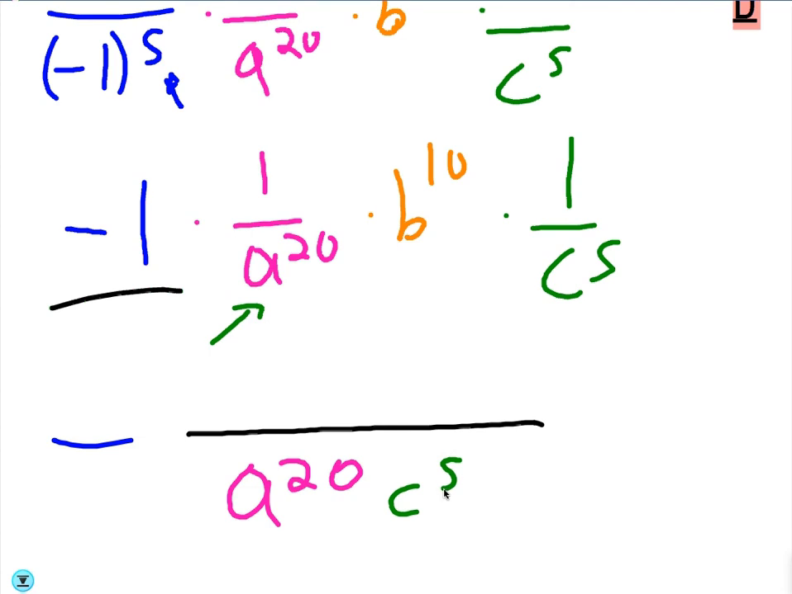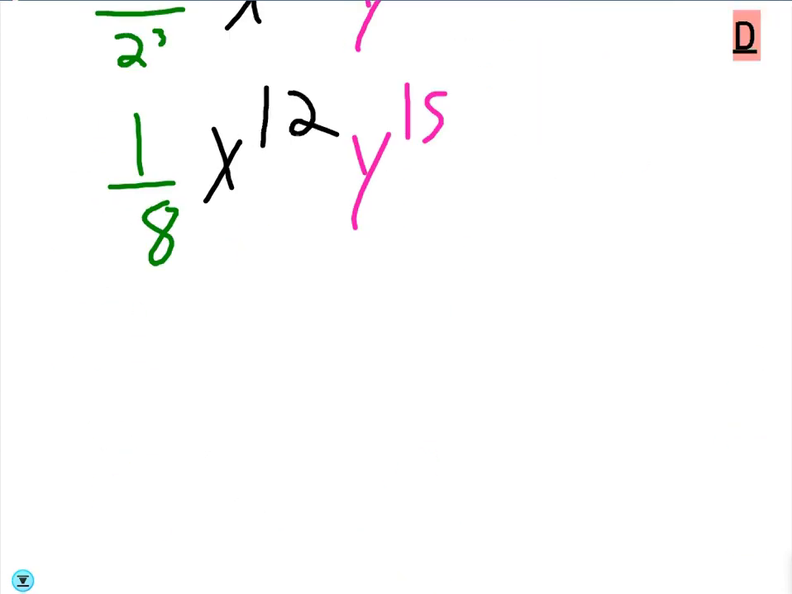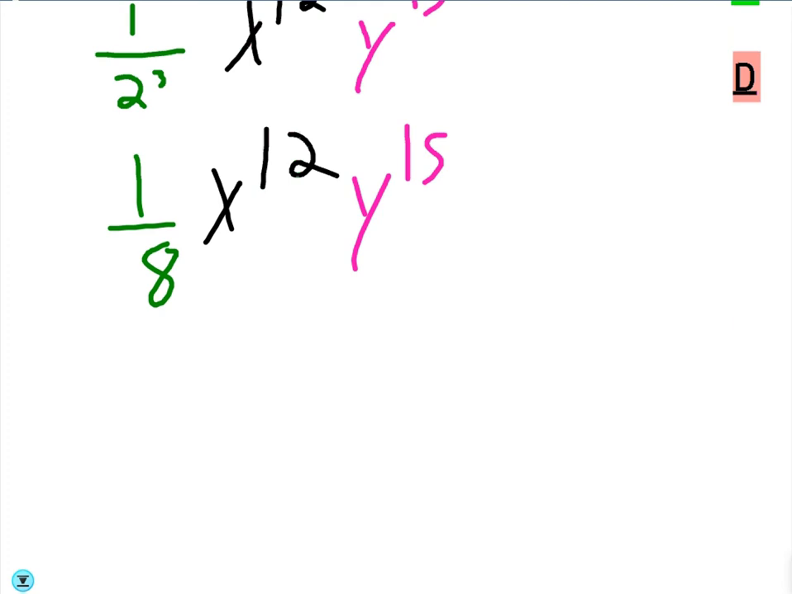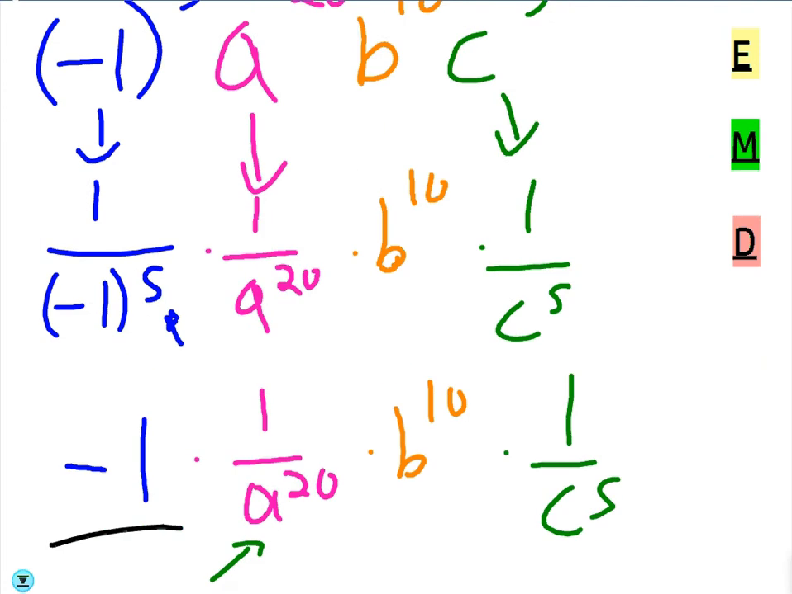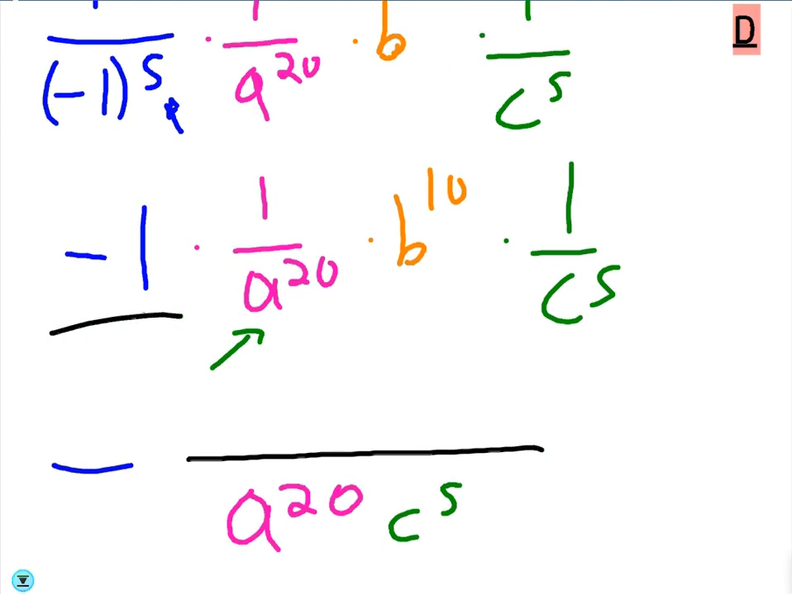You could actually. That's a good question. You could write that as x to the 12th, y to the 5th over 8, and that would be equally correct. All right, and then b to the 10th is on top, and so that's going to be the answer for this one. And you know what? You can take that negative and you can actually put it up into the top or the bottom. I usually just put it in front.